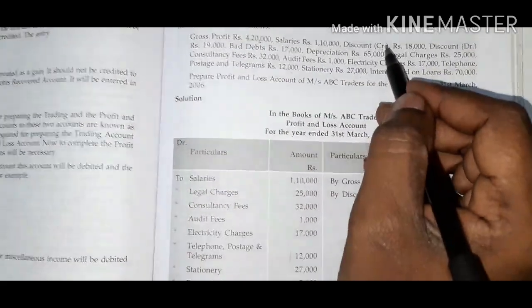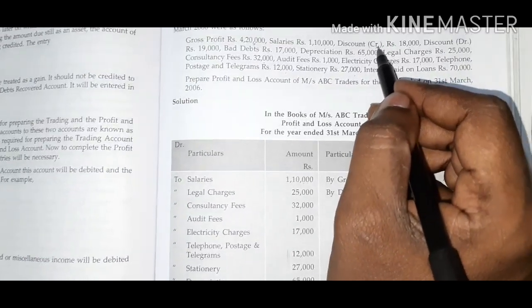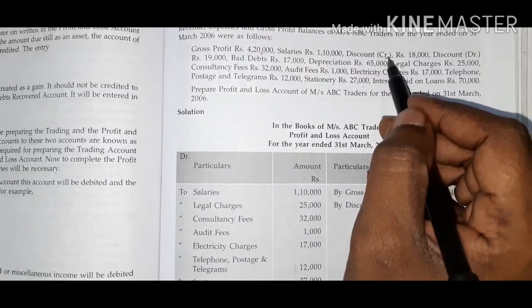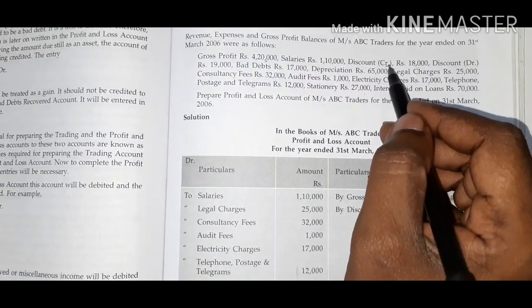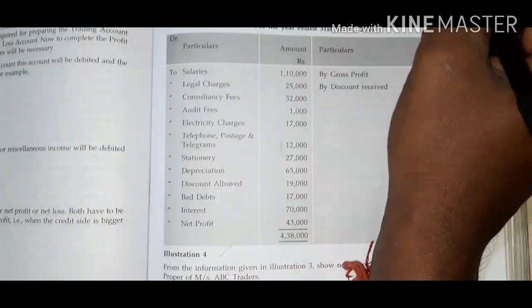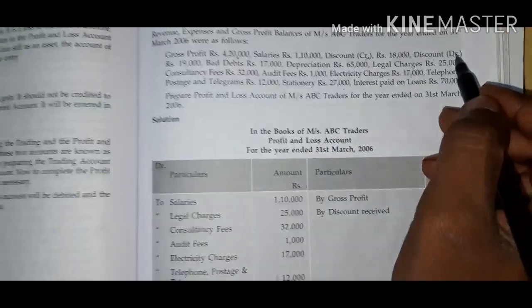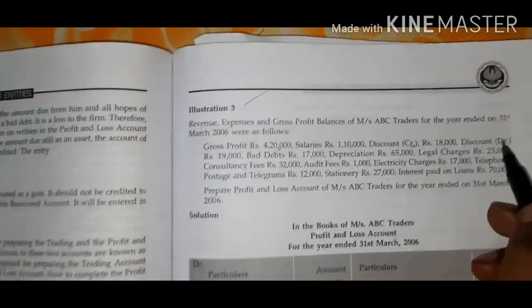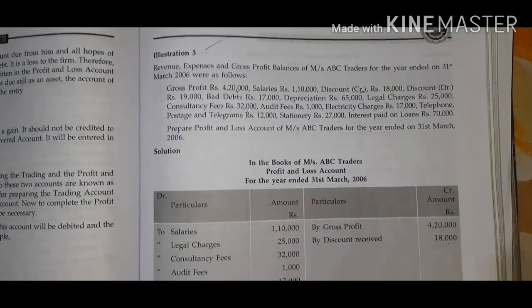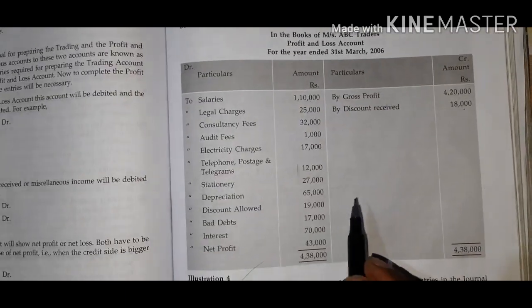Discount credit. If it is credit, it is discount received, friends. Discount debit means discount allowed. Discount credit means discount received. It is an income. Income is to be credited to P&L account. That is by discount received 18,000. Then discount debit, that is discount allowed. It is an expense and the same is to be debited to P&L account. Discount debit rupees 19,000 is to be debited to P&L account, friends.